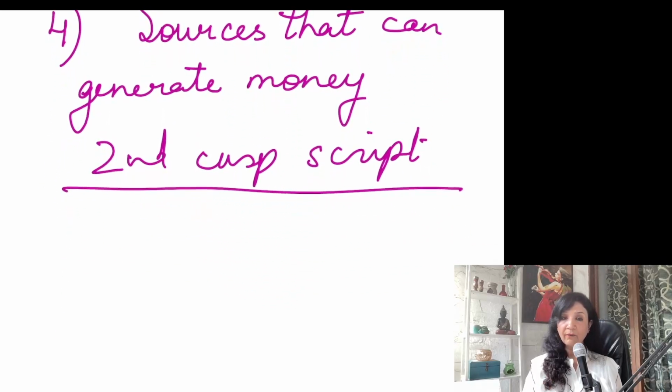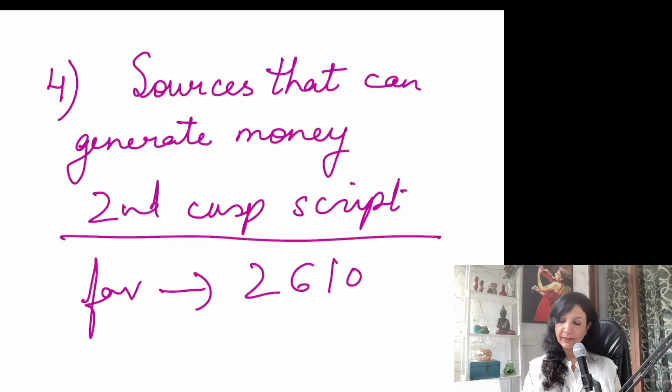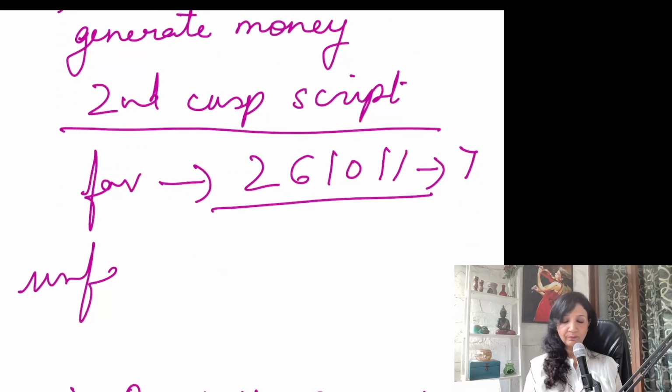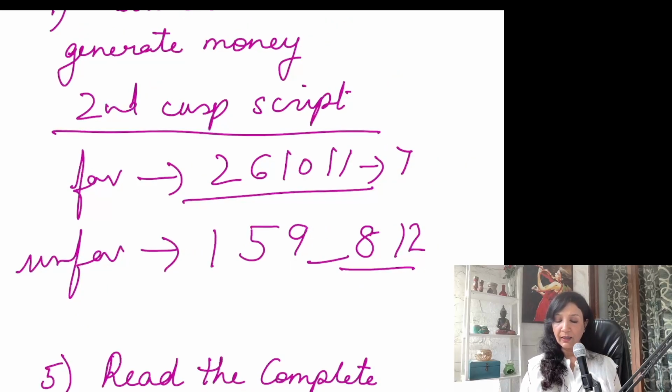Before that, you have to understand that you need to know the favorable combinations for finance. And what are those? 2, 6, 10, 11 for job, and if one is doing business, then 7th house. Unfavorable will be 1, 5, 9 along with 8, 12. These are the negative combinations when it comes to finance.